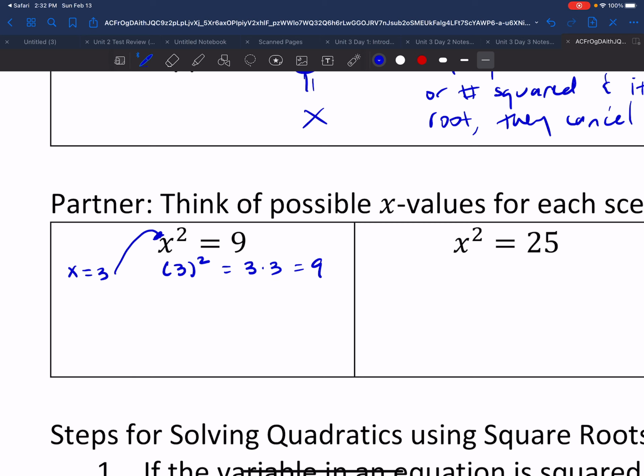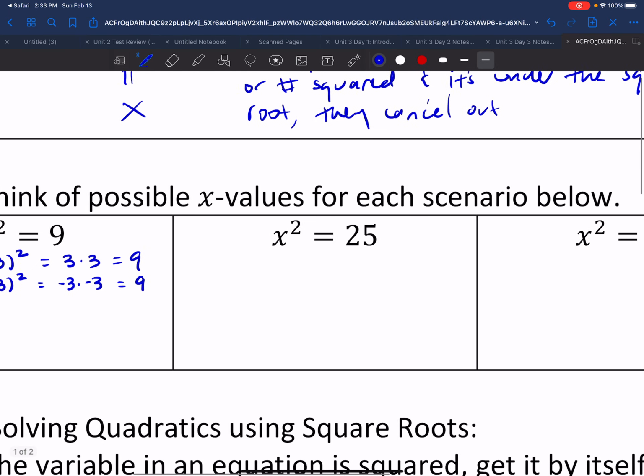Now you're going to realize that x equals 3 is not the only answer, because x equals negative 3 is also a value. If I put the parentheses in and square it, I get 9. So negative 3 with the parentheses squared is negative 3 times negative 3, which is 9, because a negative times a negative is a positive. Therefore, our answer is x is equal to 3, and also x is equal to negative 3.